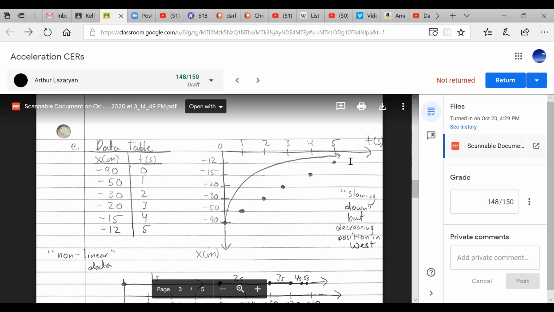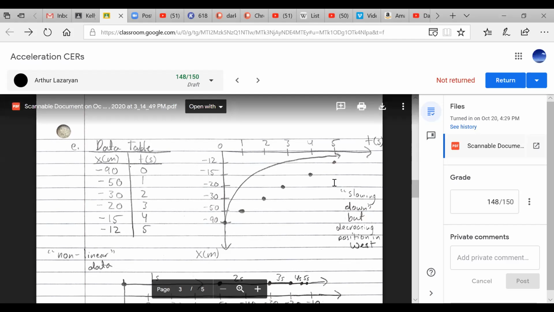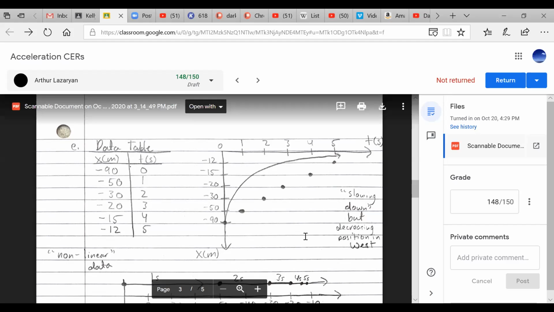Decreasing gaps, you're slowing down in the west. So the curve is going to look something like this. So all the time in our motion worksheet, when we have a graph that looks like this, that's going to be a situation of slowing down. In this case, we're slowing down in the west. We could be slowing down in the east.